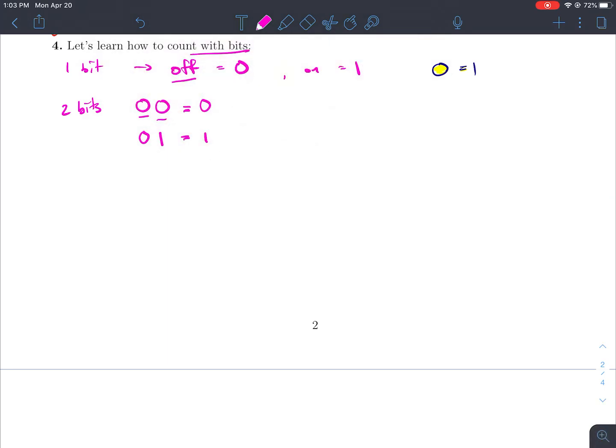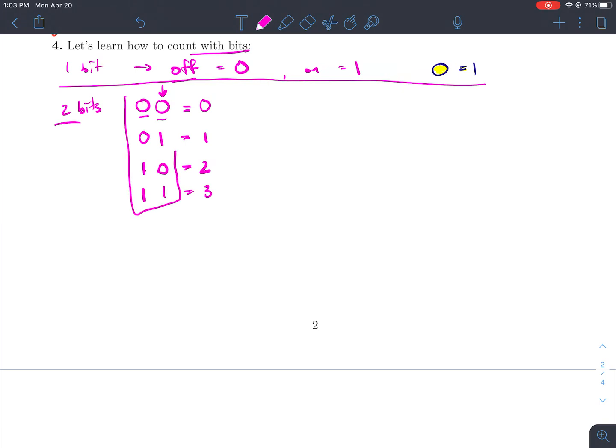Now, we can't change this one to a 2 because it's either off or on. So if we want to represent 2, we'd have to say, okay, we've totally done everything we can with this first bit, so let's move over to the next bit. Let's make this one a 1 and this one a 0, and that would be 2. And then if we want to make another number, well, we've done 0, 0, 0, 1, 1, 0. The largest number that we can make is turning both switches on, and that would be the number 3. So with 2 bits, using only zeros and ones, we can now represent the numbers 0, 1, 2, and 3.